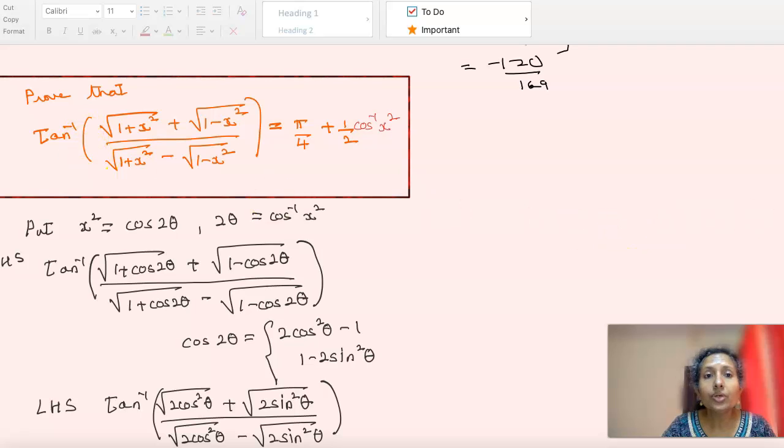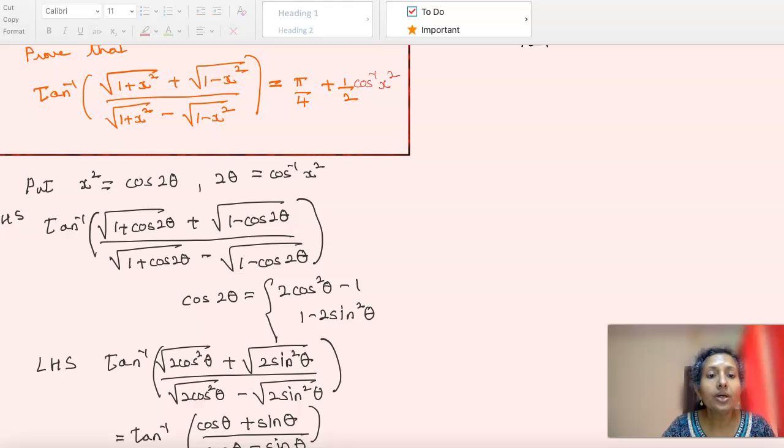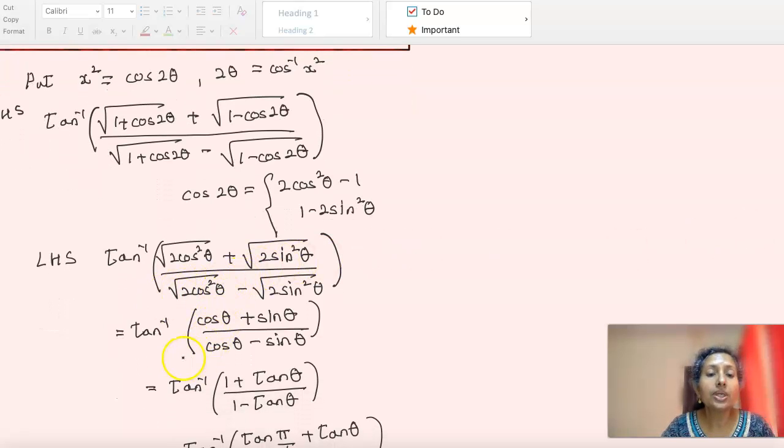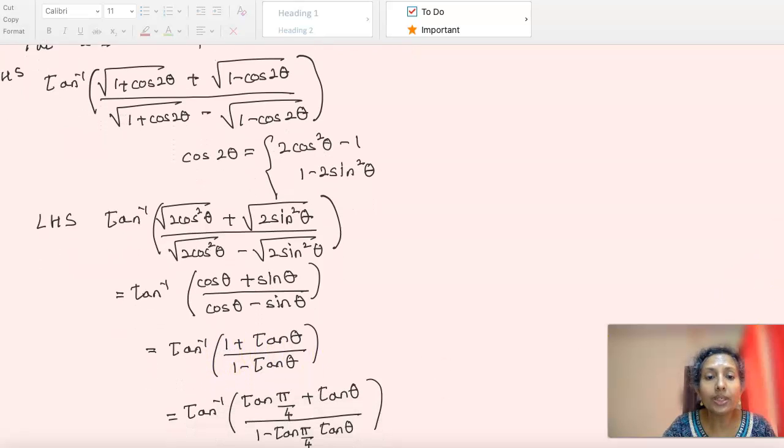So substitute here, so you get tan inverse of root of 1 plus cos 2 theta, which becomes root 2 cos square theta, and 1 minus cos 2 theta becomes root 2 sin square theta. And so it is root 2 cos square theta plus root 2 sin square theta by root 2 cos square theta minus root 2 sin square theta. The root 2 gets cancelled, the square root gets cancelled. So you get tan inverse of cos theta plus sin theta by cos theta minus sin theta. Divide by cos theta, so you get tan inverse of 1 plus tan theta by 1 minus tan theta.